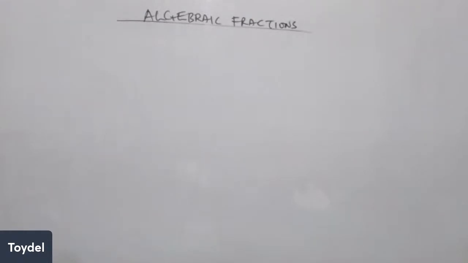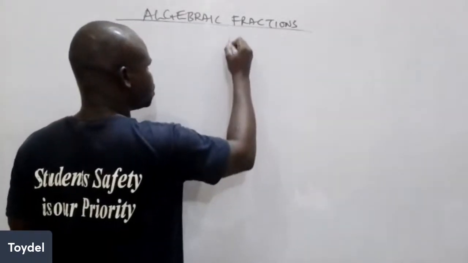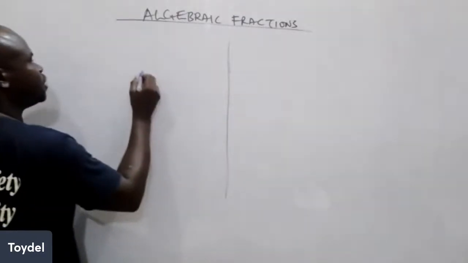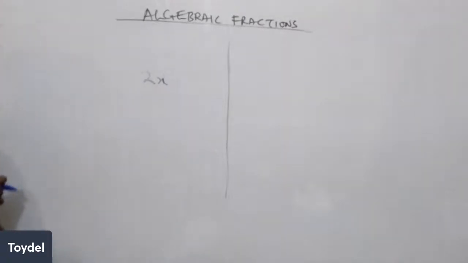Today we want to look at algebraic fractions. Under these algebraic fractions, we are going to look at 4 different subtopics. Algebraic fractions are fractions that involve algebra. Algebra is when you have a digit and a letter, something like 2x, a squared. We're actually talking about algebra.